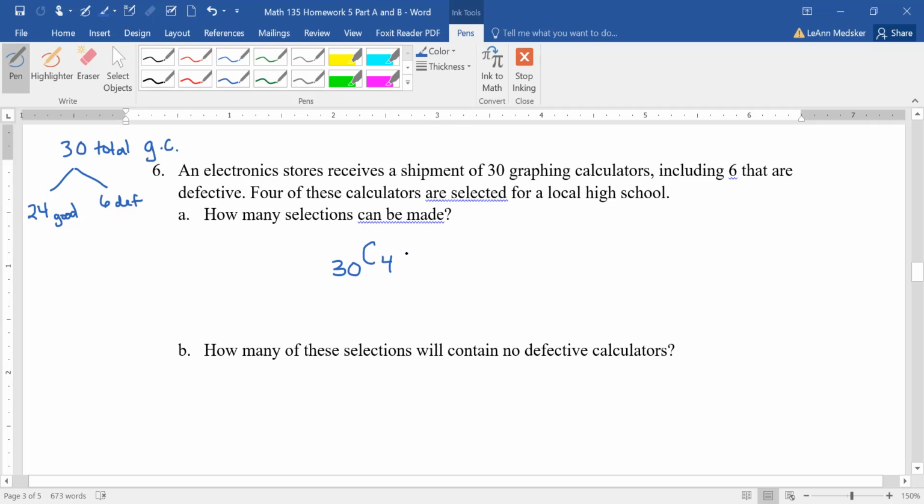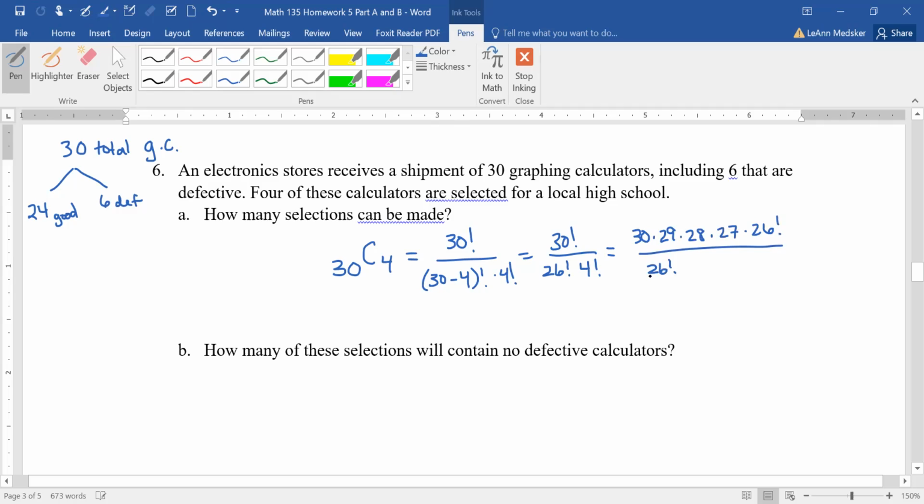There's not an order to that. So 30 choose 4. So 30 factorial over 30 minus 4 factorial times 4 factorial. And again, you can use your calculator. I'm going through the steps just so you can see more and more familiarity with how the formula is actually working when you use it on your calculator. So 30 times 29 times 28 times 27 times 26 factorial. So that can cancel. And then we expand the other one, which is 4 times 3 times 2 times 1.